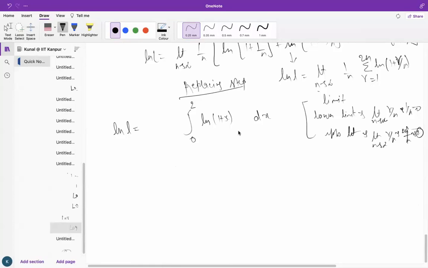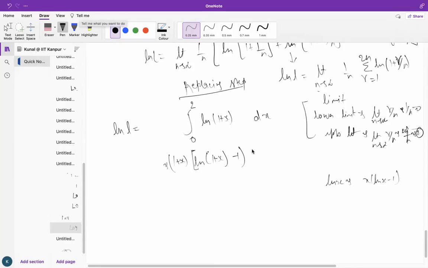Now we know the integration of ln x. What is the integration of ln x? It will be x ln x minus x. So they are similar. The integration of ln 1 plus x is nothing but 1 plus x times ln 1 plus x minus 1 plus x. Okay, give me a moment. So now I have to just insert the limit here.